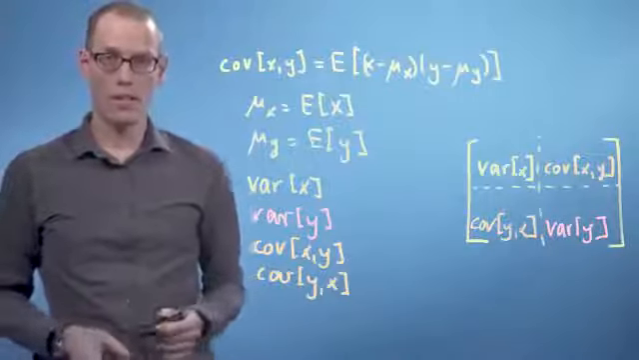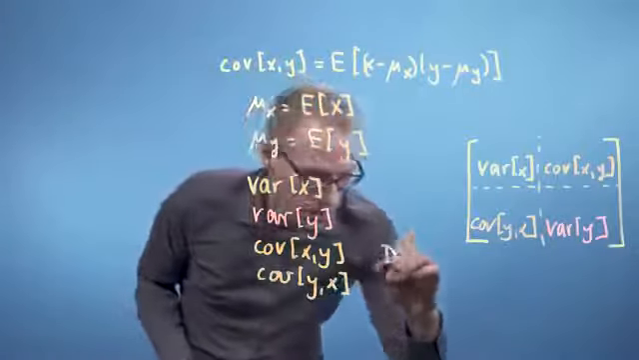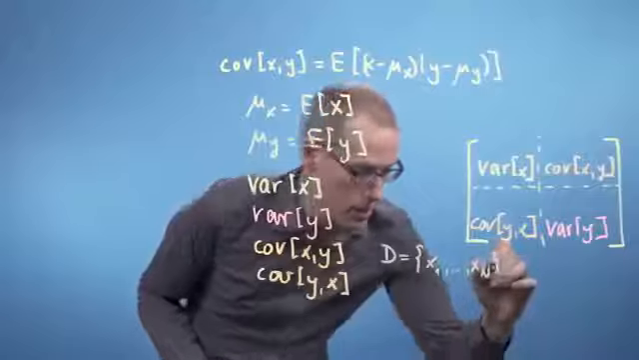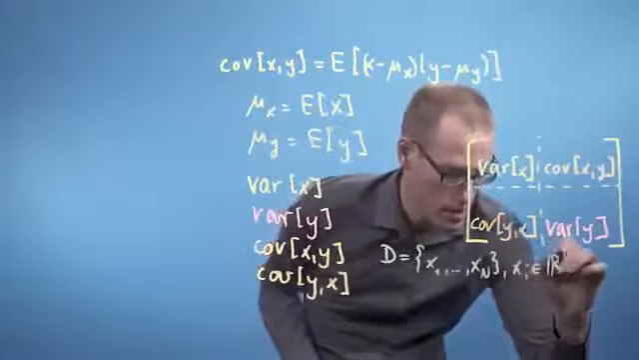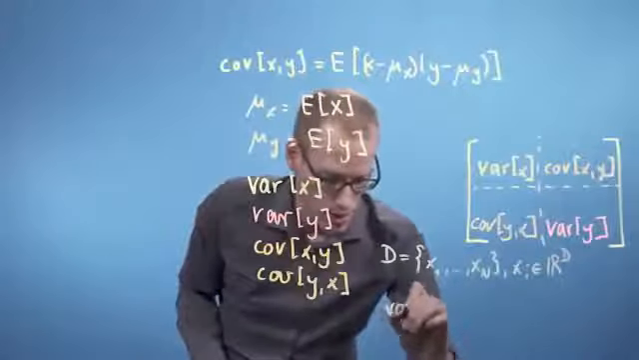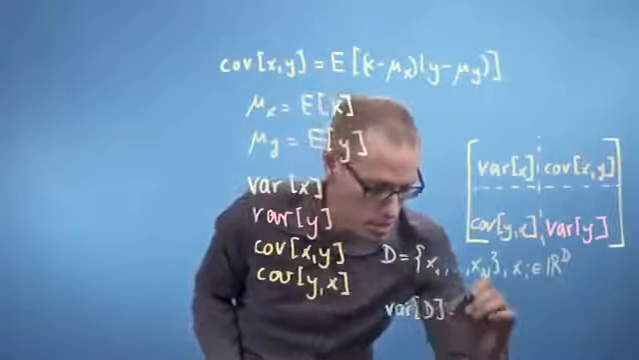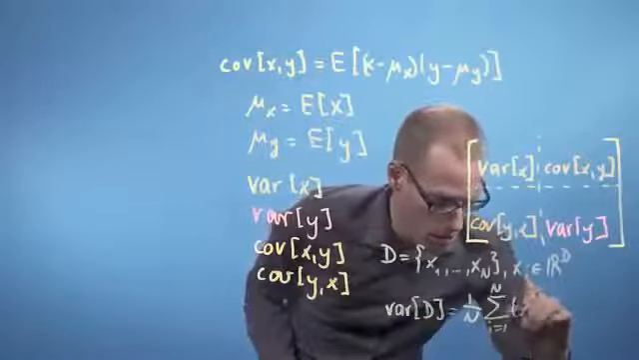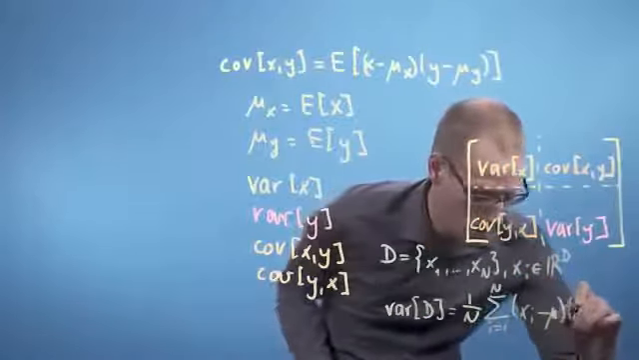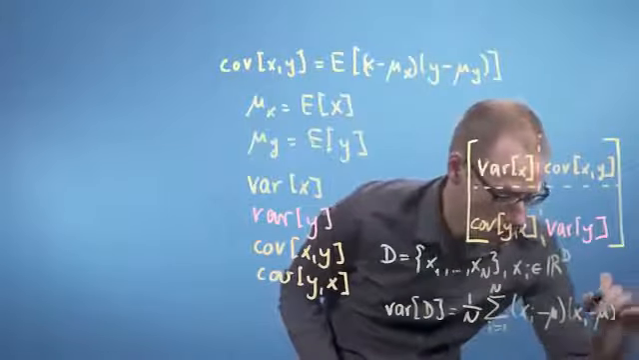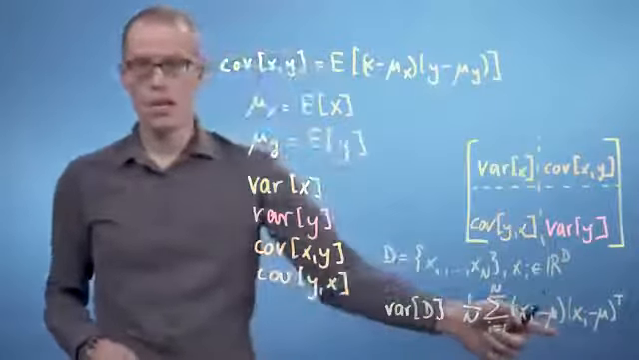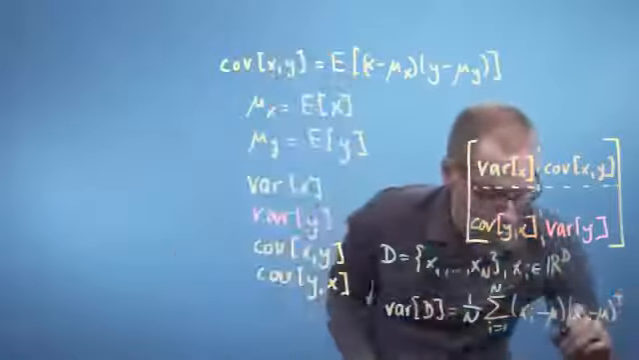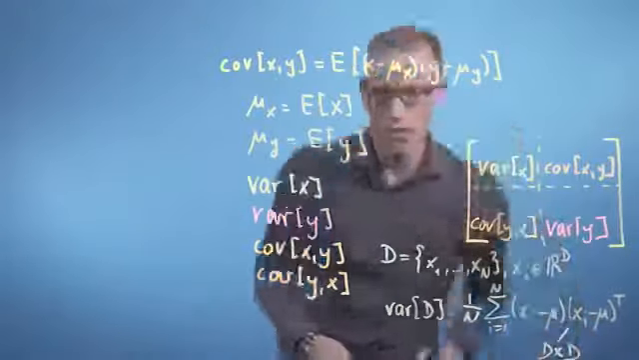If we now look at d-dimensional data sets, let's say we have a data set consisting of n vectors, x1 to xn, and every xi is in Rd, then we can compute the variance of this data set as 1 over n times the sum i equals 1 to capital N of xi minus mu times xi minus mu transpose, where mu is the mean of the data set, and this is called the covariance matrix of the data, and this is a d by d matrix.